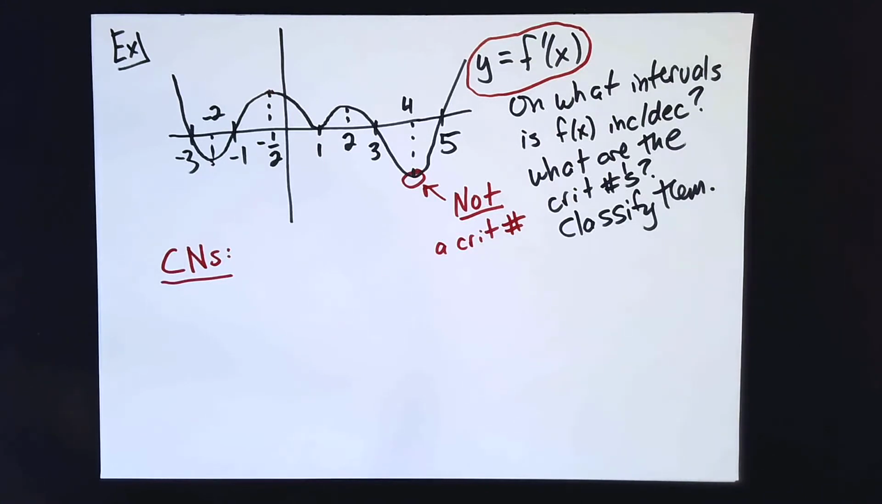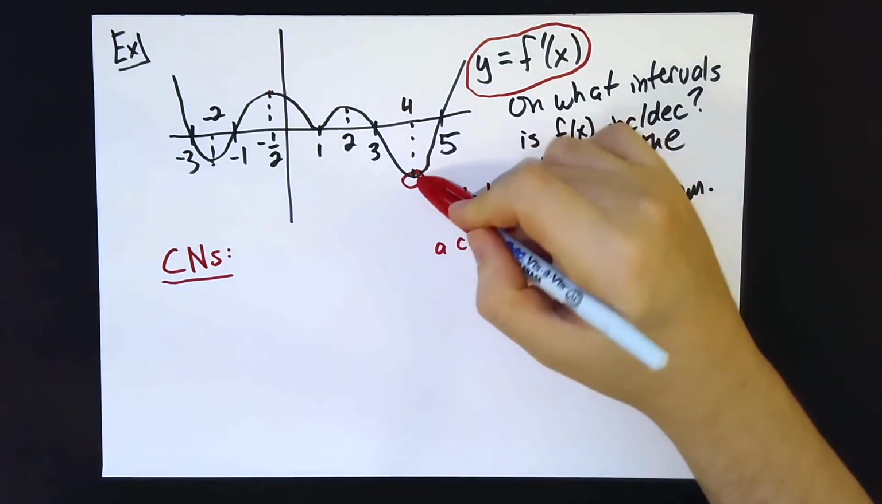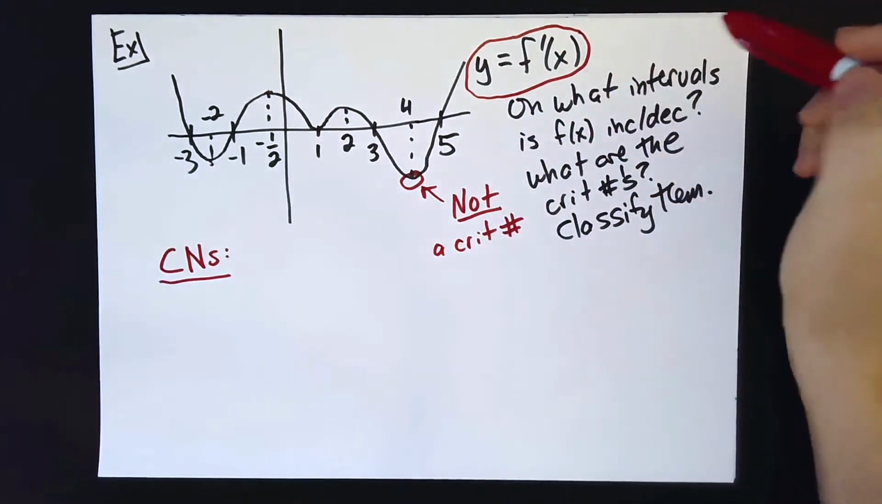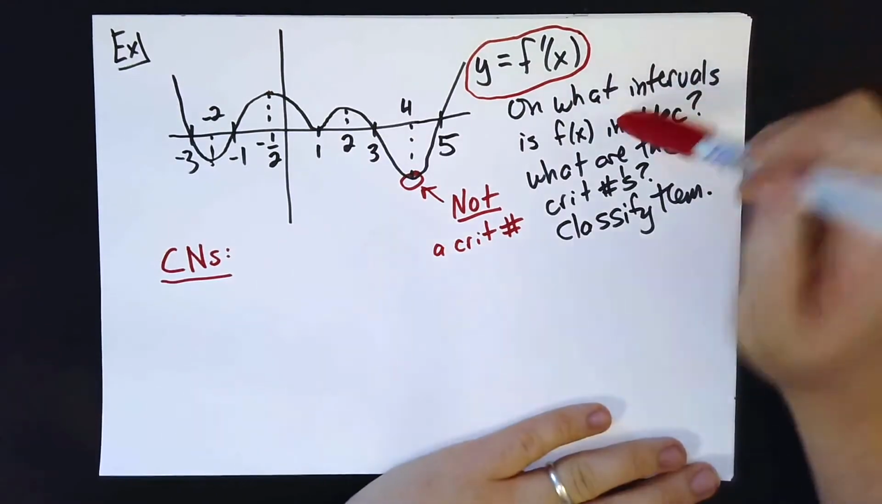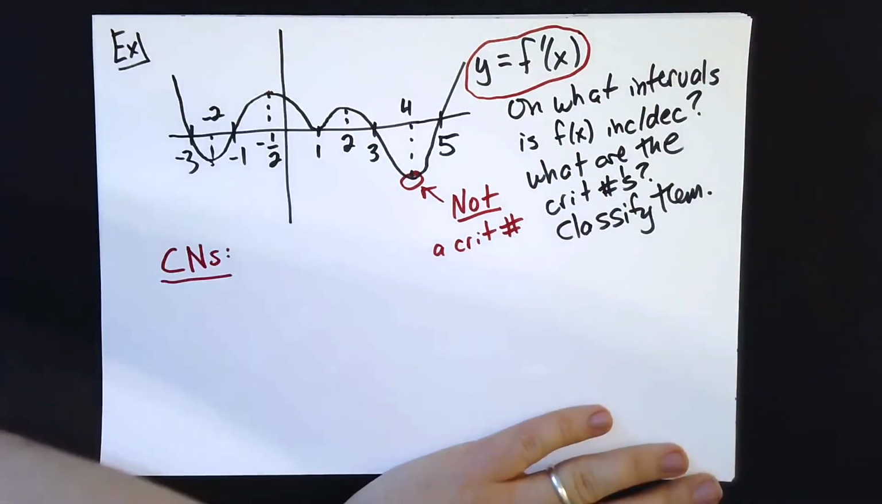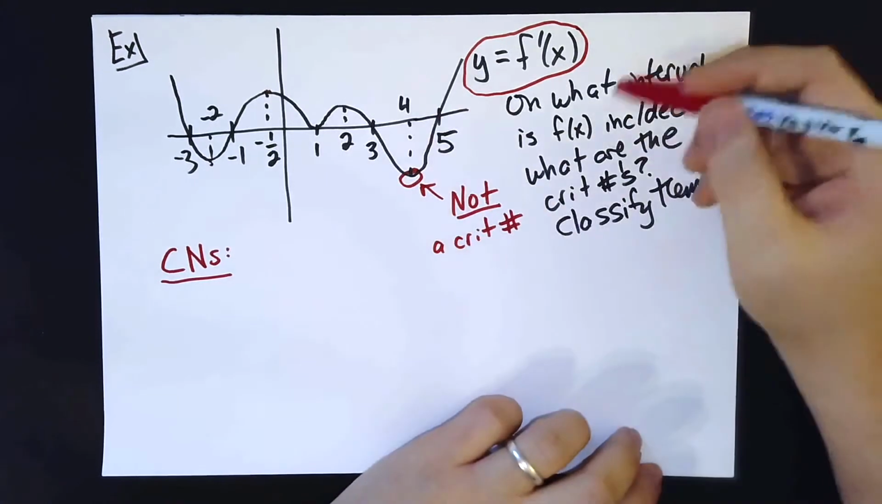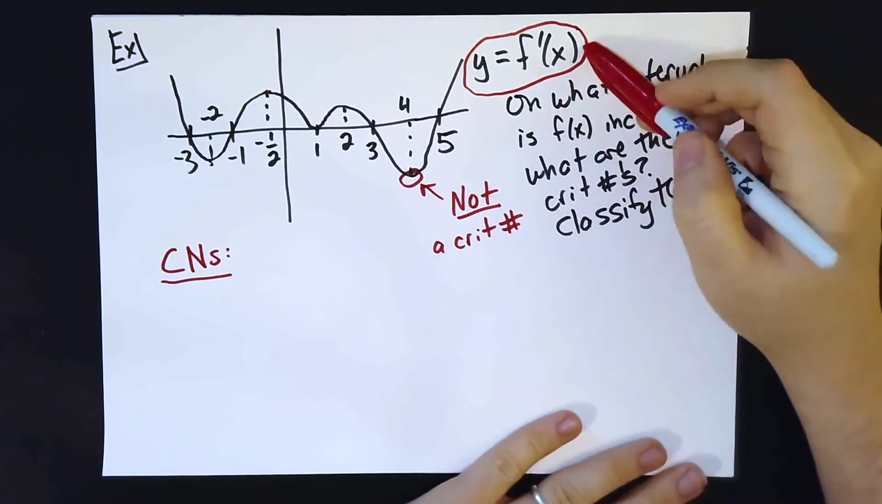And the answer is yes, the tangent line to the derivative is horizontal there. So what this really is, is a critical number of f prime. But I don't have to think about that. I'm not talking about f prime here. I'm talking about f. So what does a critical number of f look like in a graph of f prime?